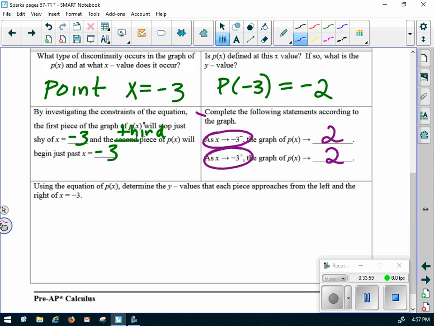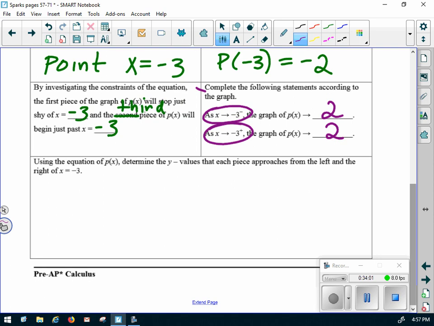Now we use the equation. As x approaches -3 from the left, we're going to use that first function, 1/3 x plus 3.